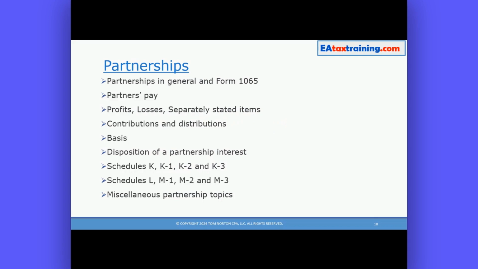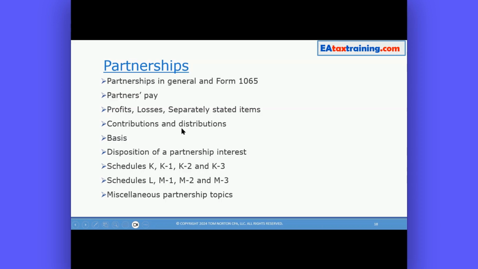So specifically, what are we going to look at with partnerships? We will look at the Form 1065 and talk about them in general. We will talk about how partners get paid, and then profits, losses, and separately stated items. We'll talk about making contributions to and taking distributions from the partnership. We'll talk about basis, disposition of a partnership interest. So a partnership interest can be sold or otherwise disposed of. So we'll talk about that.